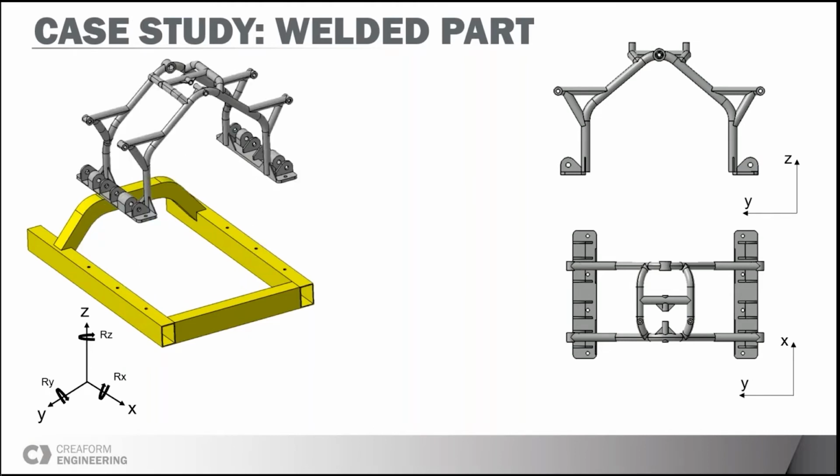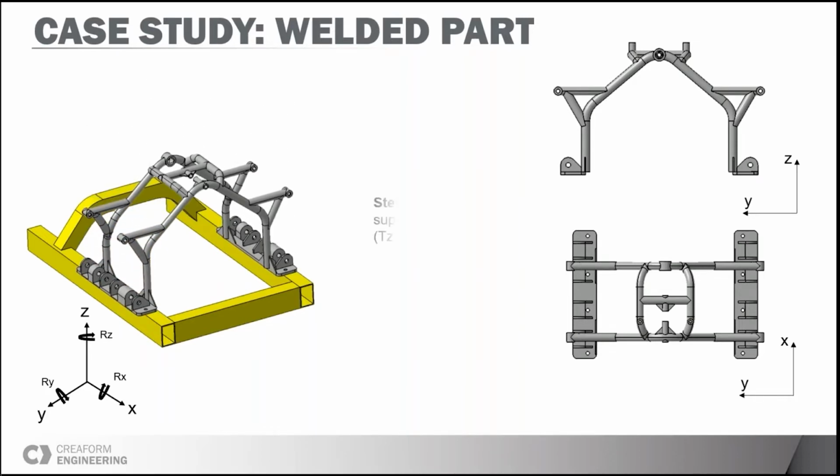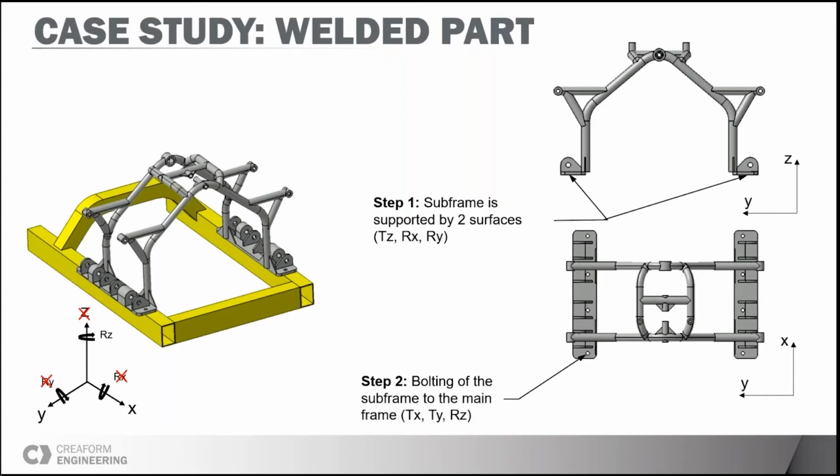The first thing that we will do is to place the assembly on the frame like this. This will create a plane support on the two surfaces under the frame. This will lock the translation in Z and also the rotation around the X and Y axis. Once that is done, our part is only free to translate along X and Y and also spin around the Z axis. By bolting the bolt pattern that we have available right here, we will lock all remaining degrees of freedom. So our part is now fully constrained.